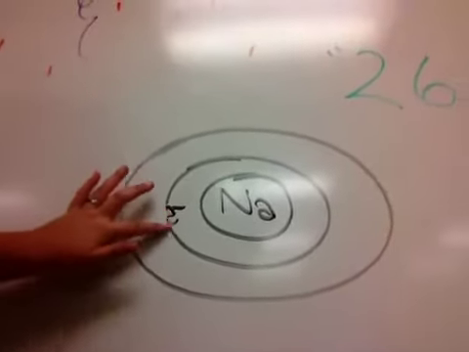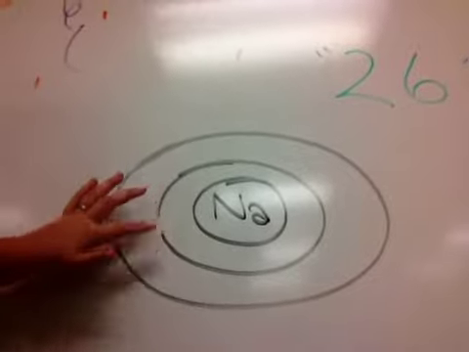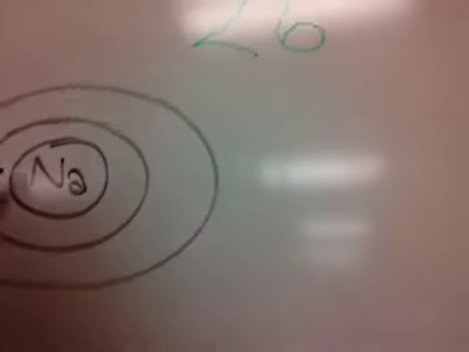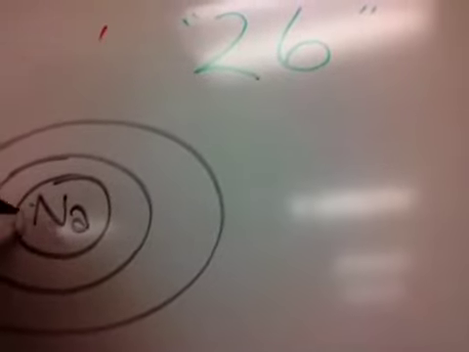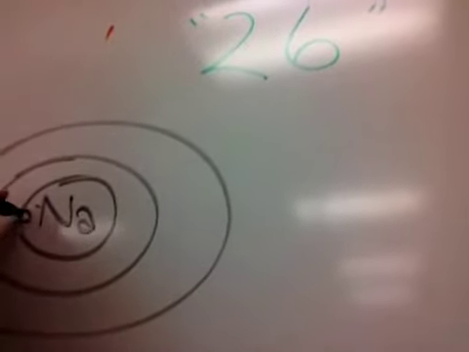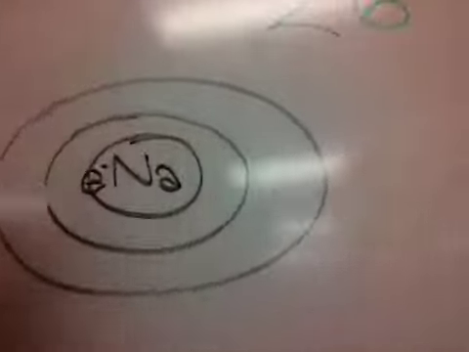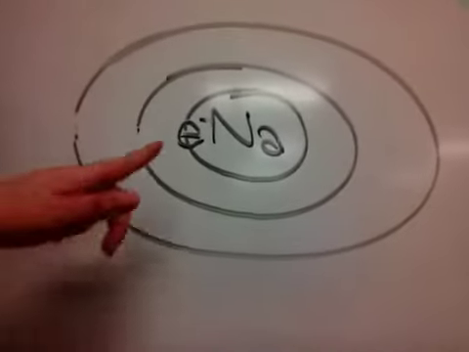What if I wanted to know how much energy the electron has in the first energy level? So my electron's right here. How much energy does that electron have? What would my N be equal to? Well, in this case, my N would be equal to 1. And why is that? Because the electron is in the first energy level.